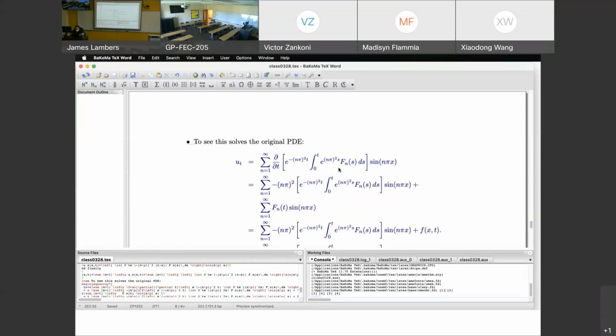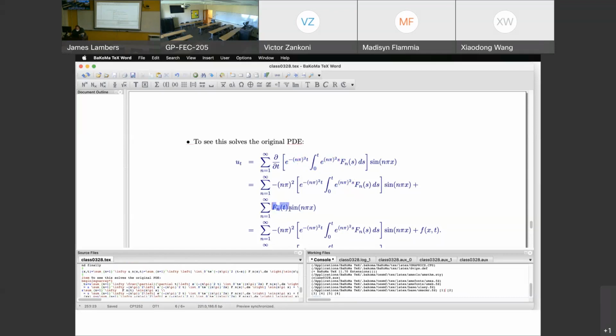Then, for the other half of the product rule, I need to take a derivative of this integral with respect to t. By the fundamental theorem of calculus, when you take a derivative of an integral, what you're doing is substituting the limit into the integrand. So I'm going to get e to the n pi squared t f_n of t. But this exponential, with t plugged in for s, will cancel with this exponential that's just sitting there, leaving me with f_n of t. So the product rule applied to this, with the fundamental theorem of calculus taking care of differentiating the integral, gives me all this.